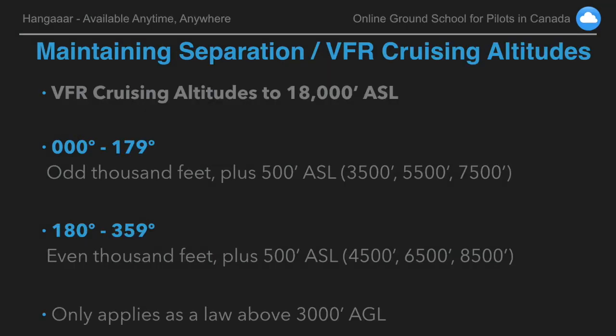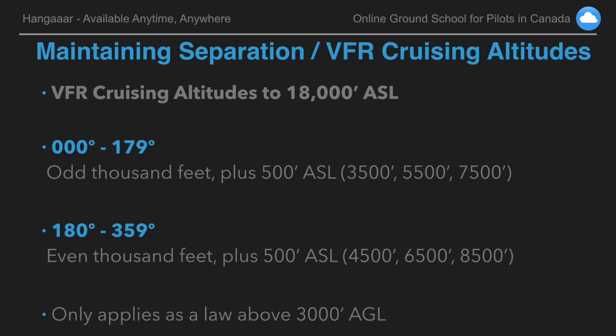Essentially, if I'm headed eastbound, based on my magnetic track, not my heading, my magnetic track, it's going to be odd thousands plus 500. So what are the odd thousands? Yeah. So I'm going to fly at 1500, 3500, 5500, et cetera. Okay. Westbound, I'm going to fly at even thousands plus 500.